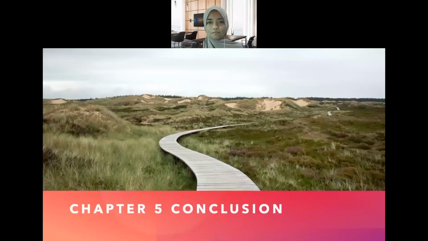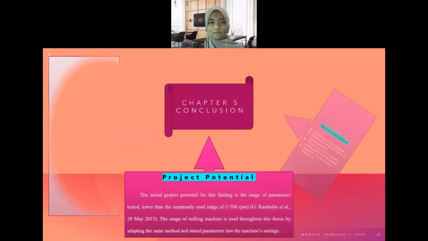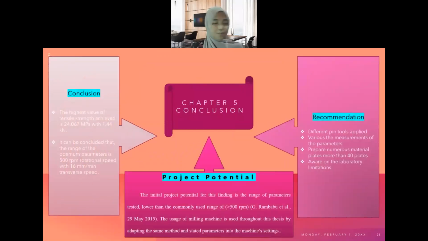Chapter 5. So the conclusion is, by having all of the tensile strength and scanning electron microscope results, we can conclude that the highest value of tensile strength achieved is 24.067 megapascal with 1.44 kilonewton. It can be concluded that the optimum parameter is 500 RPM rotational speed with 60 millimeter per minute travel speed.